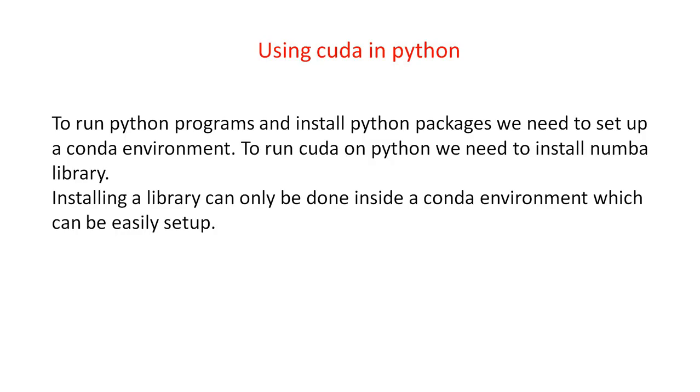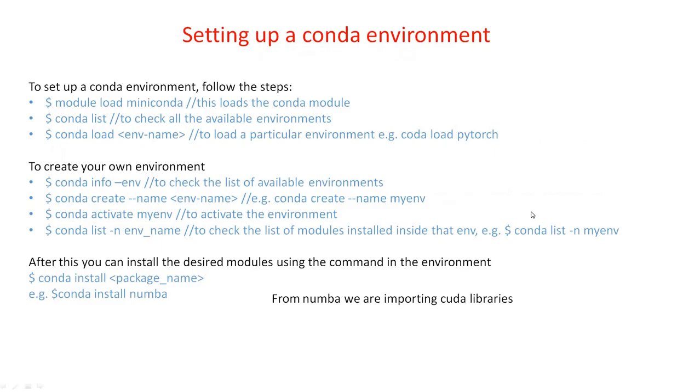To run Python programs and install Python packages, we need to set up a conda environment actually. So that is the first thing we have to do. To run CUDA on Python, we need to install the numba library. And installing a library can only be done inside a conda environment, which can be easily set up. So how to do that? That is what we are going to see.